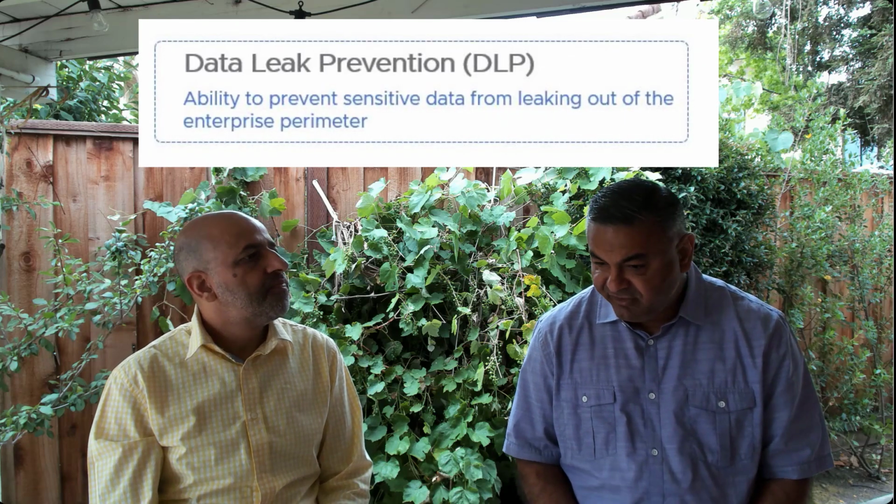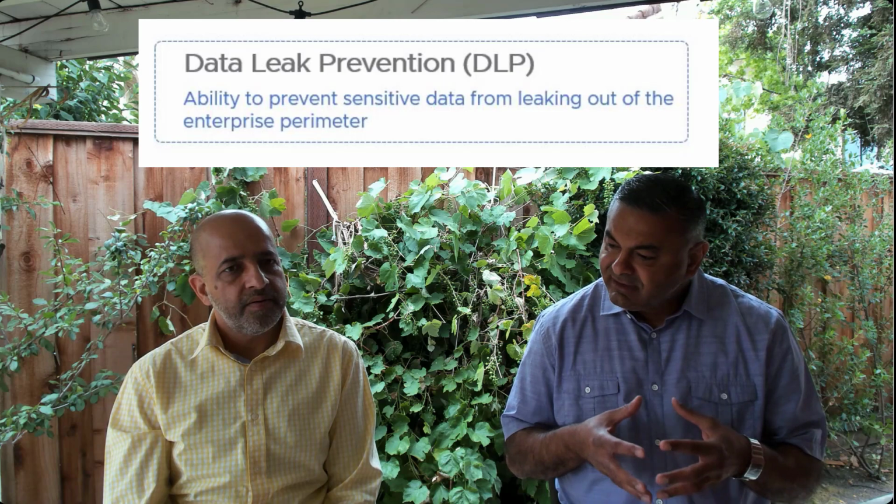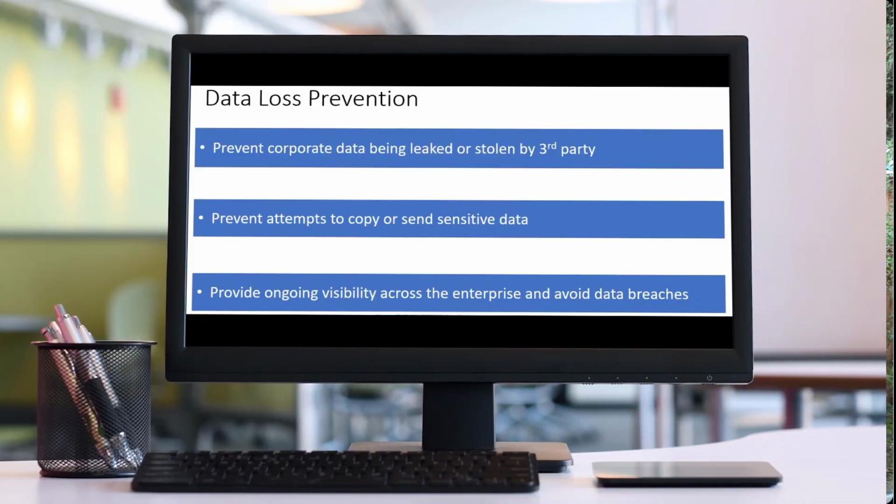To your point, breaches don't always come from the outside. They can also stem from within the organization. And this is where we talk about something called data loss prevention or data leak prevention, which is essentially asking, how do we ensure that internal data is not in any way compromised or stolen by a third party?